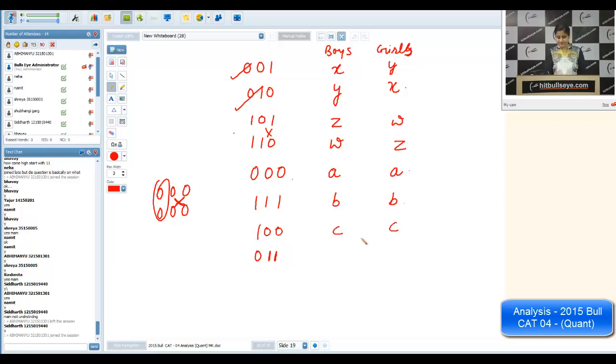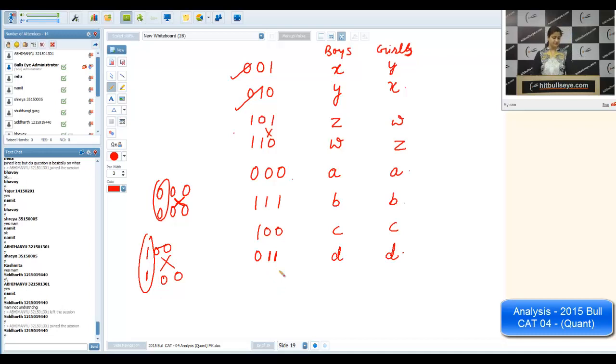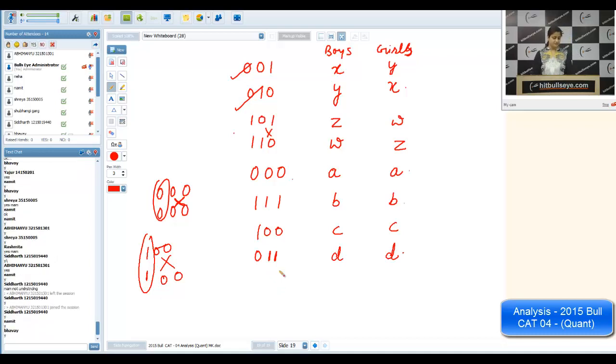Again, it will be CC. Why so? Again, I'm keeping the first digit same, I'm interchanging them. That's why it will be DD with the same logic. Is it okay? Yes, guys, that was the key thing, that was the crux of that line. Is it okay? Now, coming to the table once again.